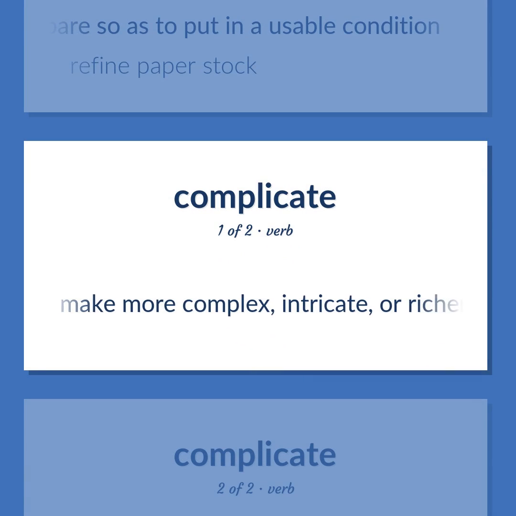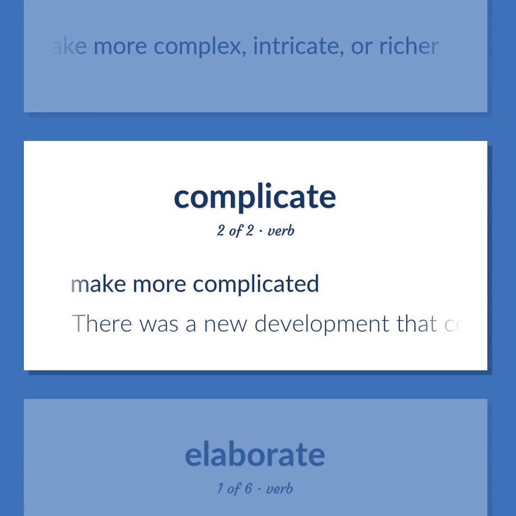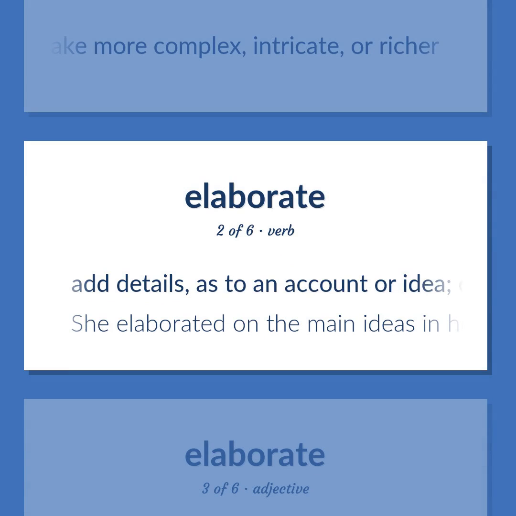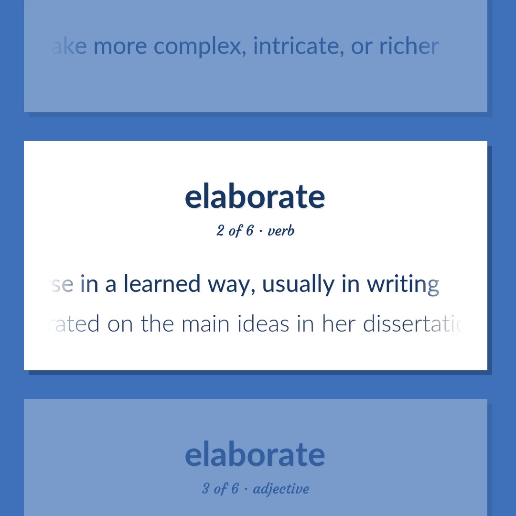Make more complex, intricate, or richer. Make more complicated. There was a new development that complicated the matter. Make more complex, intricate, or richer. Add details, as to an account or idea. Clarify the meaning of and discourse in a learned way, usually in writing. She elaborated on the main ideas in her dissertation.